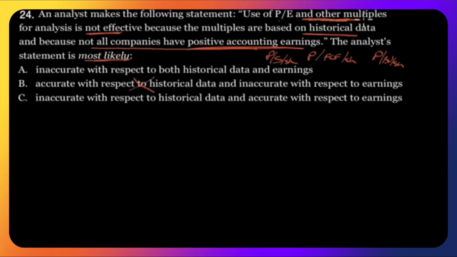If it didn't say "and other multiples," if he was just talking specifically about the PE, then we could take C. But because it says "and other multiples," well, these other multiples don't matter about that. So this person is wrong on both. Inaccurate with respect to both historical data and earnings. A.